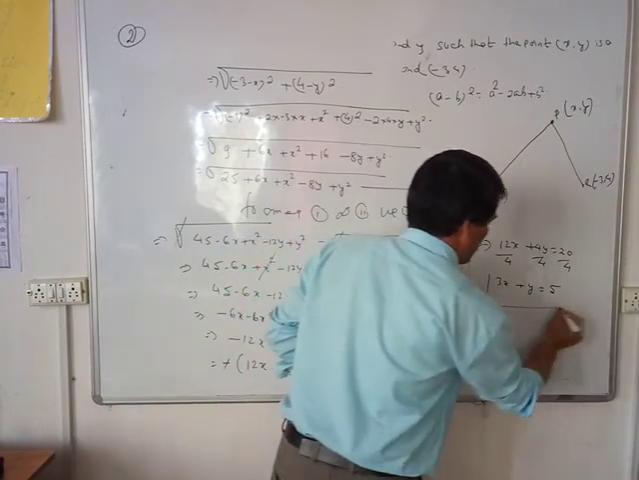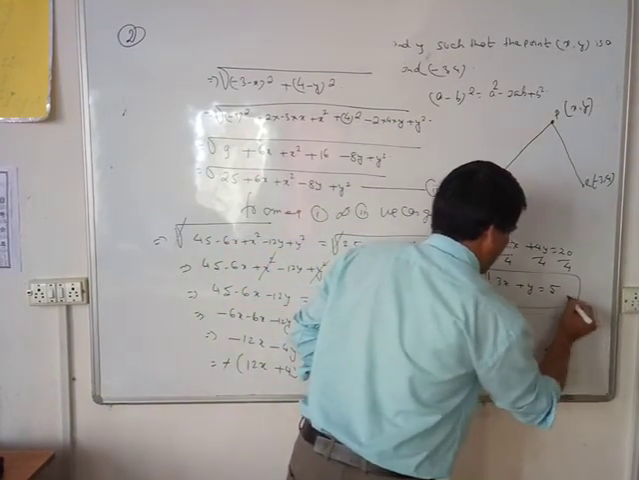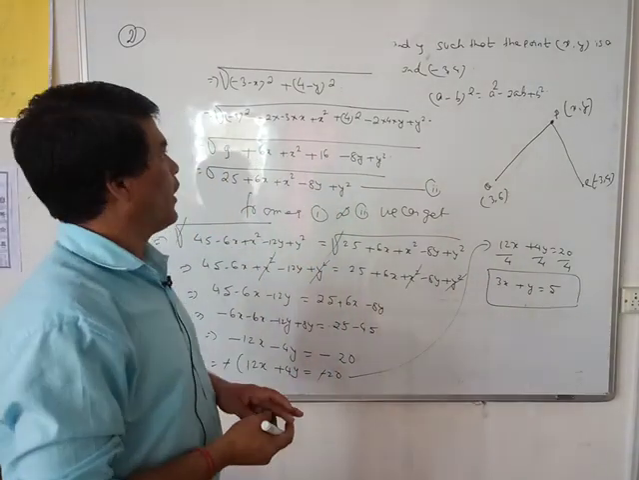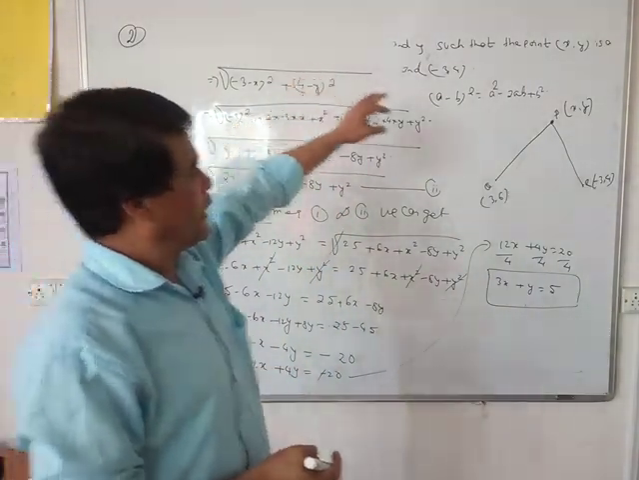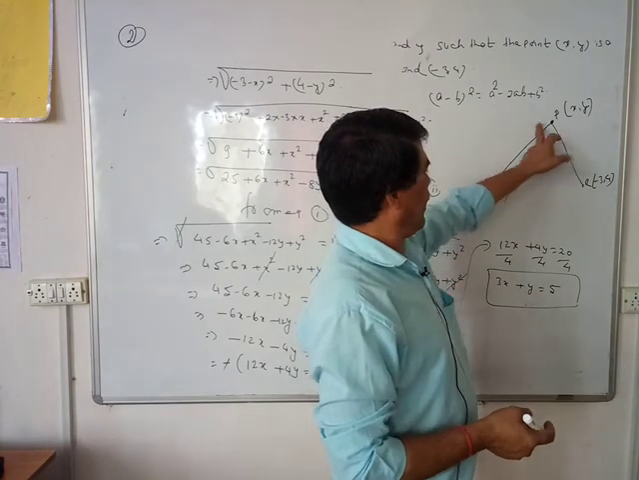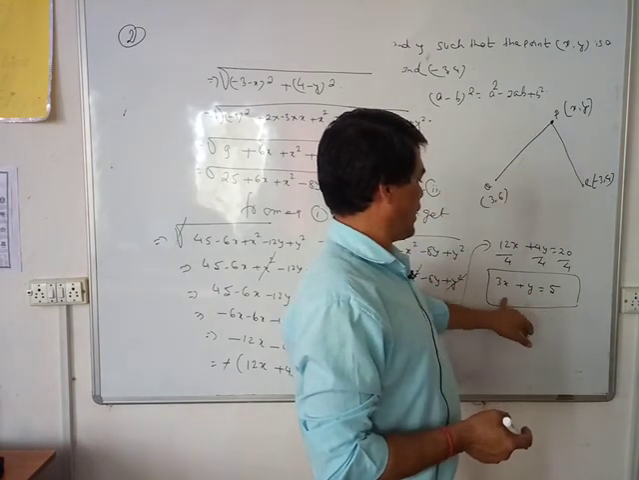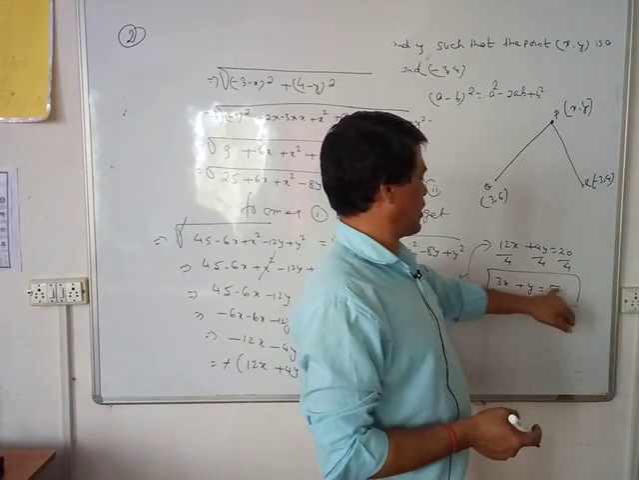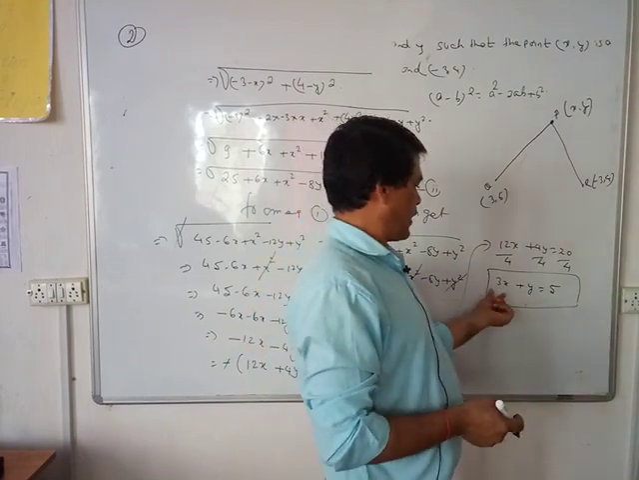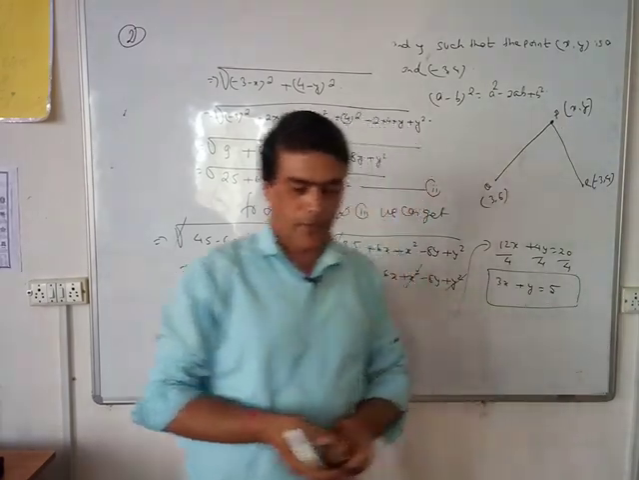This is our relation, the relation between PQ and PR. So the last equation we get is called the relation, that is 3x plus y is equal to 5. This much for today.